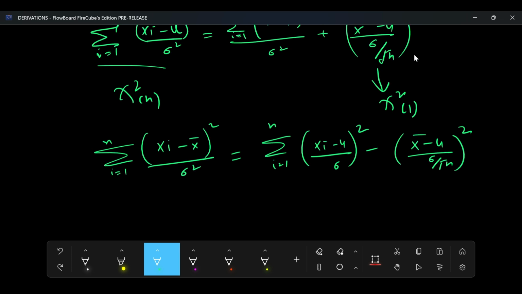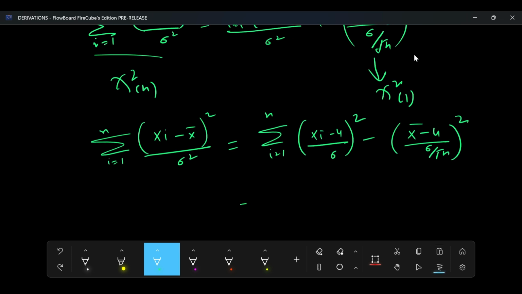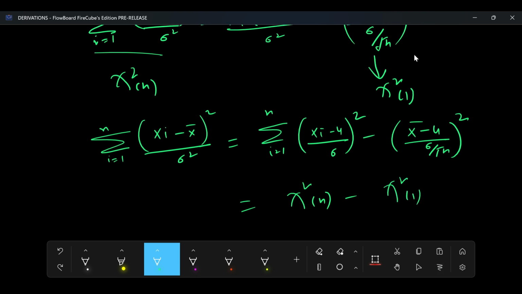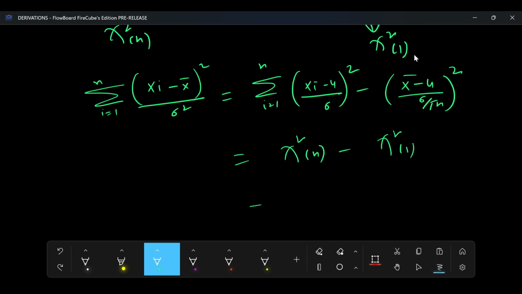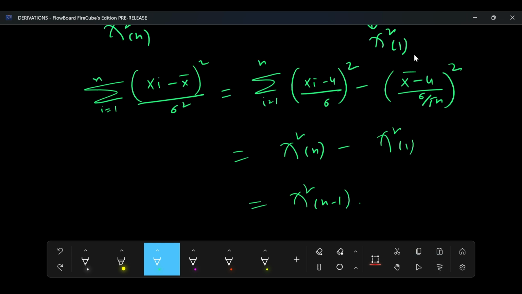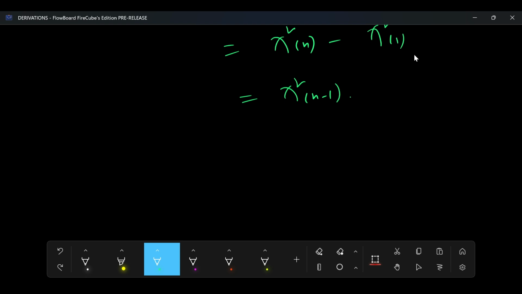So this is my chi square n minus chi square 1. So the distribution of this will be chi square n minus 1. So we got the distribution of chi square n minus 1. So remember, this will help you in the numericals.